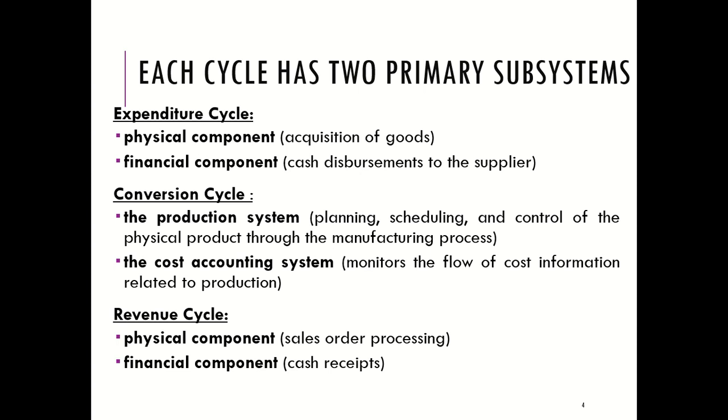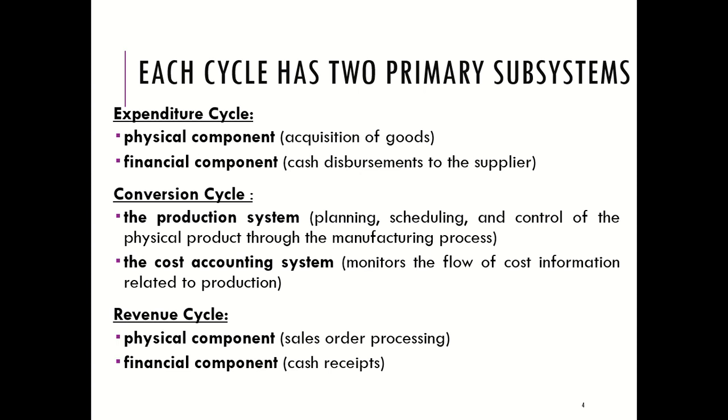Now, under this revenue cycle, the firm has already sold its finished goods to the customers. So in this case, we are already about to receive the cash from the goods. We have the physical component, which is the sales order processing, so we process the order of the customer. Later we will be talking about the sales order processing.